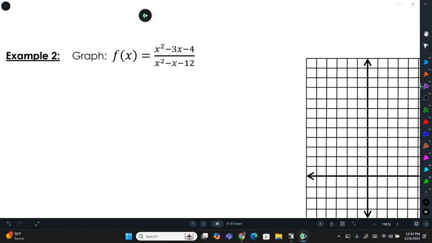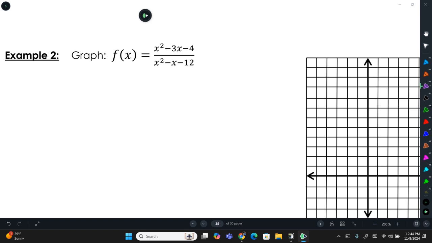All right, so this graph here, x squared minus 3x minus 4 over x squared minus x minus 12. What we're going to do with that is first factor the numerator and denominator. The numerator is going to factor into x minus 4 times x plus 1, and the denominator is going to factor to x minus 4 times x plus 3. So notice that these two are going to cancel. So that means we're going to have a hole at x equals positive 4. So I want to write that down so I don't forget it.